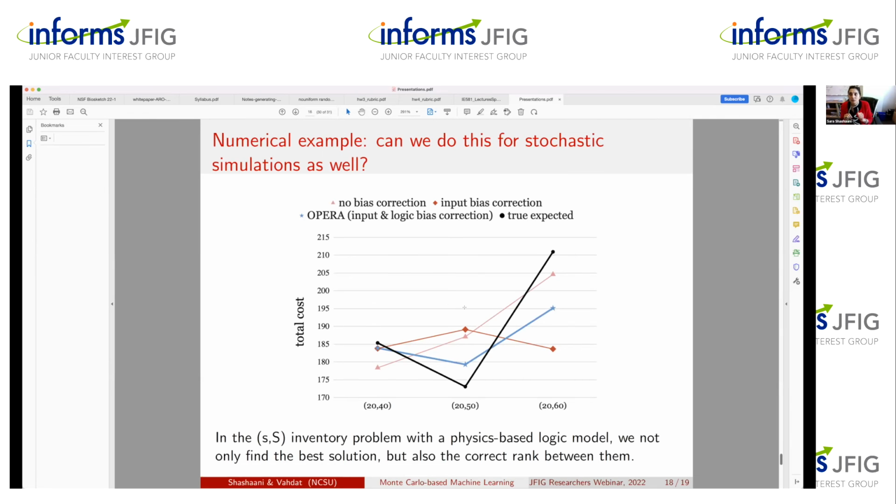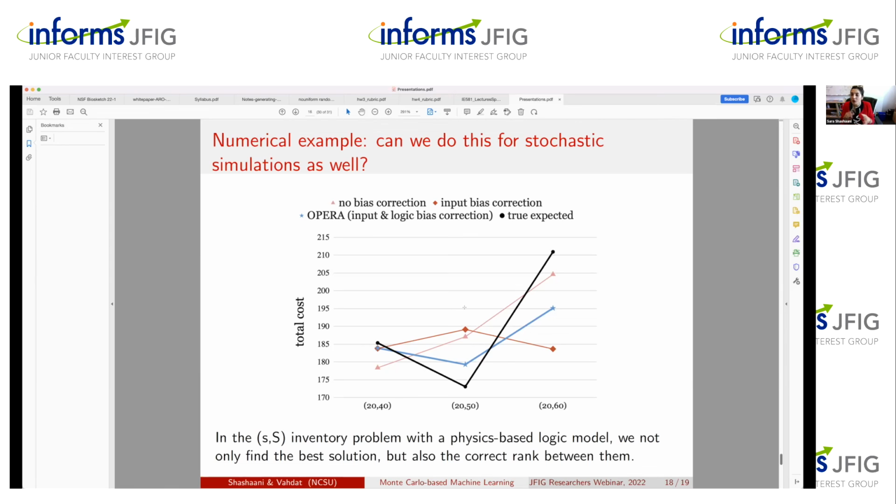Okay, and so what I talked about was for machine learning, but some of the things, especially about the logic uncertainty, may very well also apply to simulation, right? Because in a simulation also, we have a model that, okay, we can be certain about it, but it's more likely than not going to be not exactly modeling the true logic of the system.